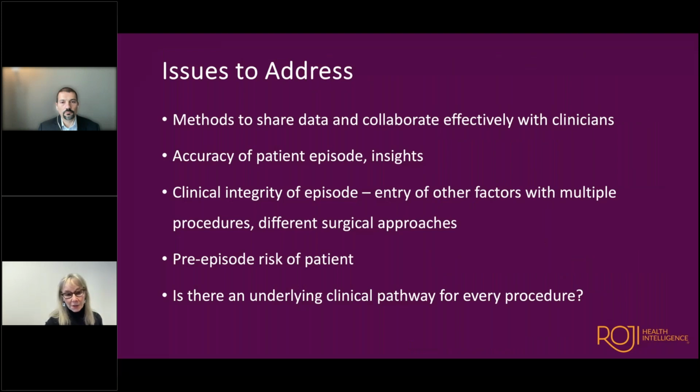So the issues that we have to address in this arena are how we're going to share data with physicians and other clinicians, and the accuracy of the patient episode. It's really hard to get episodes right. Then there's clinical integrity, making sure that other factors, with multiple procedures and different surgical approaches or different events that occur at the same time as a particular condition-based episode or a procedure episode, are taken into account without skewing the results. What is the pre-episode risk of the patient? What do we know about that? It needs to be adjusted in some way. And is there an underlying clinical pathway for every procedure? Do we know where we're going in the clinical arena so that we can evaluate the episode that occurs on the back end?